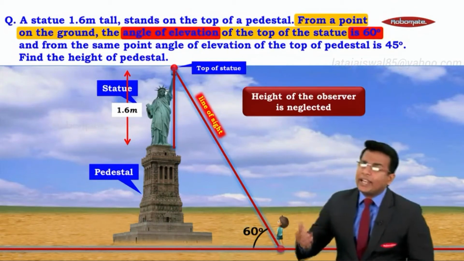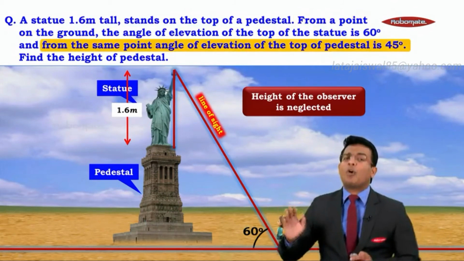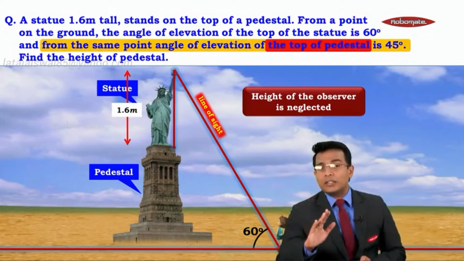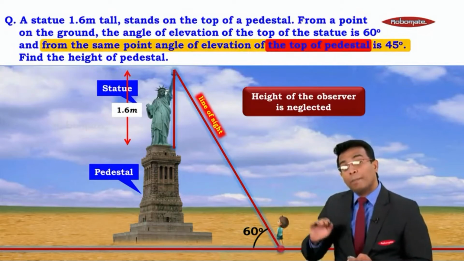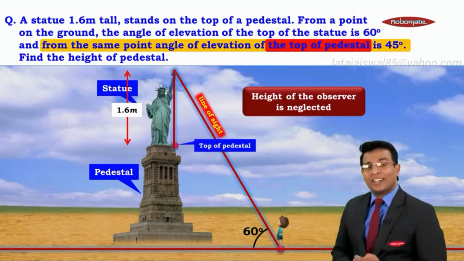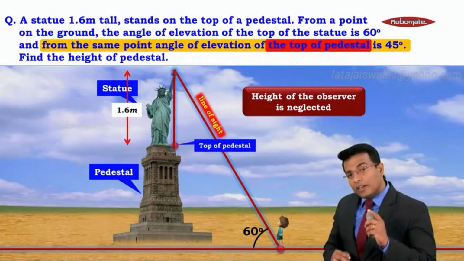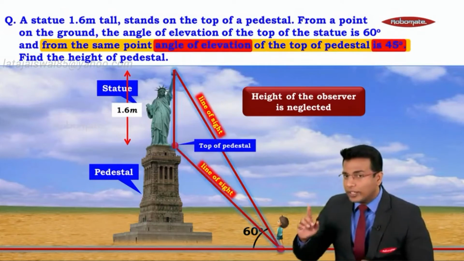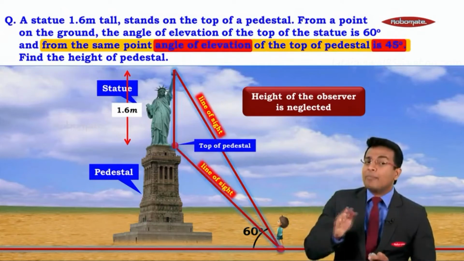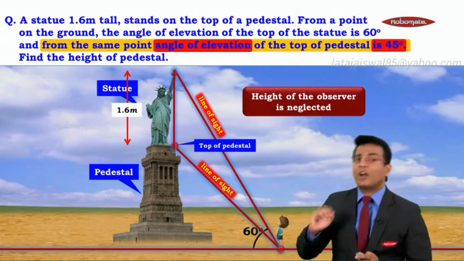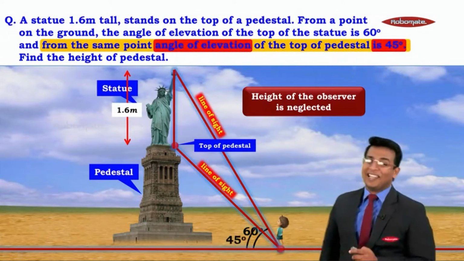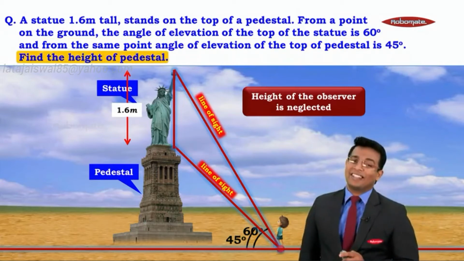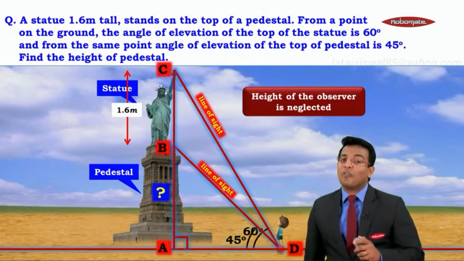Right. Now let's read further, and it says, and from the same point, angle of elevation of the top of the pedestal. So now we are talking about top of the pedestal. The top of the pedestal is this point. The observer here is observing that. So there is again a line of sight here, right? This line of sight makes an angle with the horizontal, that is the ground level, and that angle is given as 45 degree. So this is what is given, and they say find the height of the pedestal. This is what you're supposed to find in the sum.